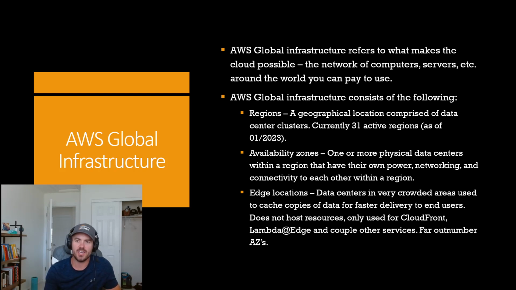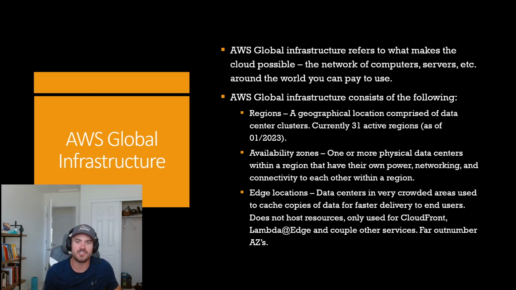Right? So provisioning things, it doesn't just materialize out of thin air. You still need hardware, but that's the whole point of cloud computing, right? You don't have to deal with that hardware. AWS does. You just build things on top of their hardware, right? So AWS global infrastructure consists of the following.